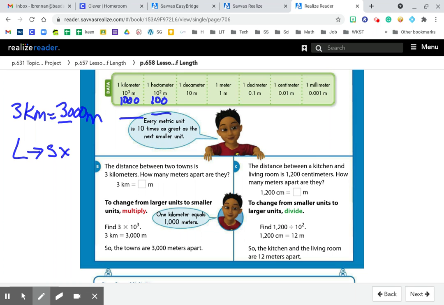And the distance between a kitchen and living room is 1,200 centimeters. How many meters is that? Nobody would measure a distance using centimeters, but whatever.